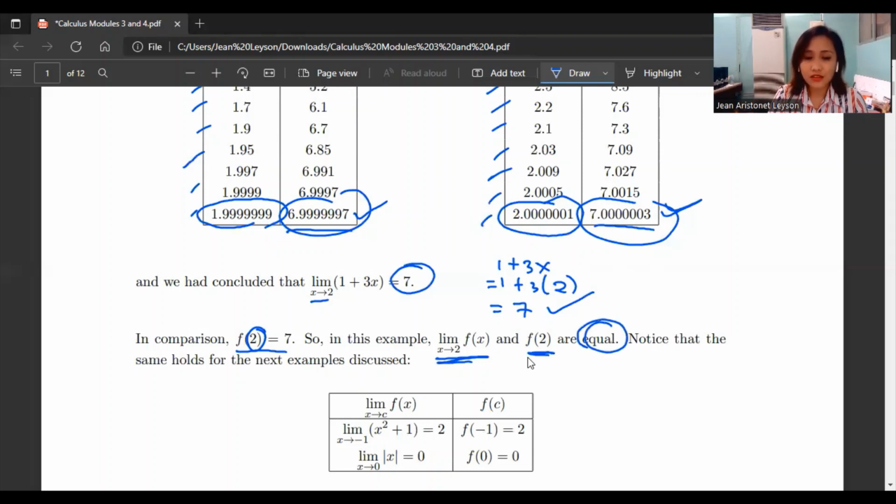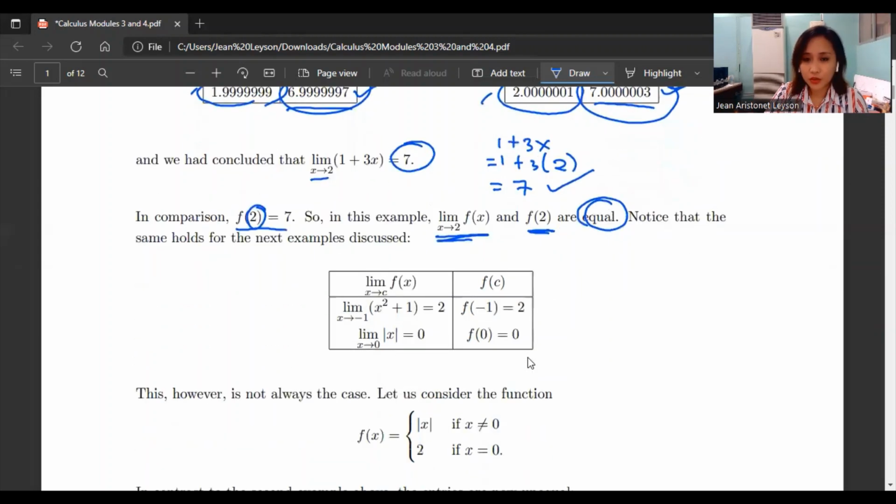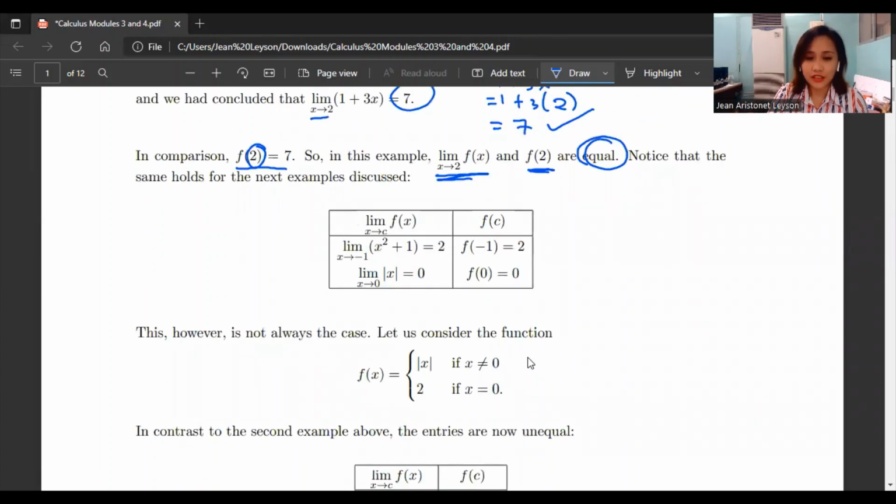Notice that the same holds for the next examples discussed in my previous video. The first one is the limit of x squared plus 1 as x approaches -1, and the limit of the function is 2. Again, you already know how to do that. Substitute values close to C, both from the left and from the right, into our given function.